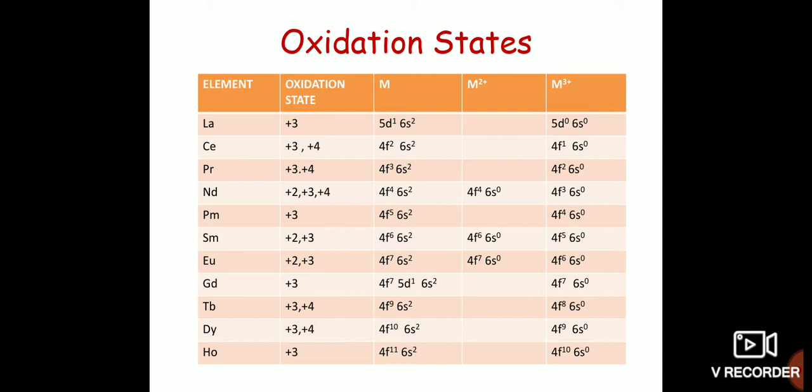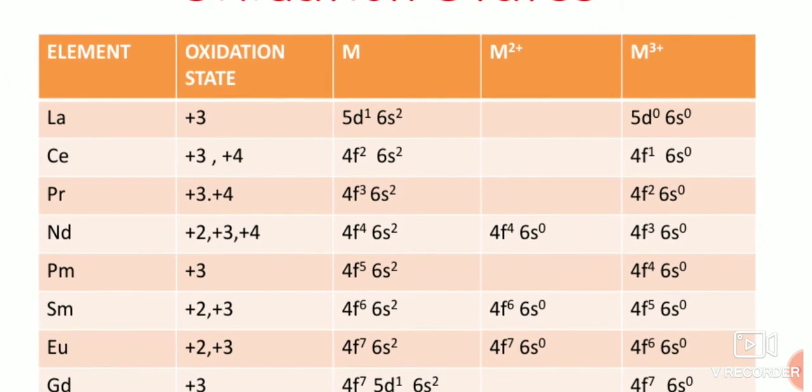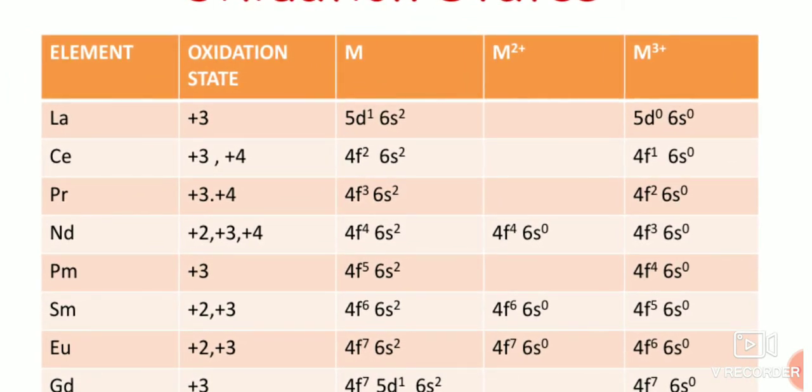Okay, so lanthanum it is +3. So here we have given the configuration for metal, and 2+ oxidation state and 3+ oxidation state. So the electrons will be lost first from the outer 6s orbital, and then they go from 5d and 4f orbitals. So lanthanum we have 5d1 6s2 actual configuration, xenon 4f0 5d1 6s2. So the 3 electrons will be lost first from 6s0, and then 5d also becomes 0.